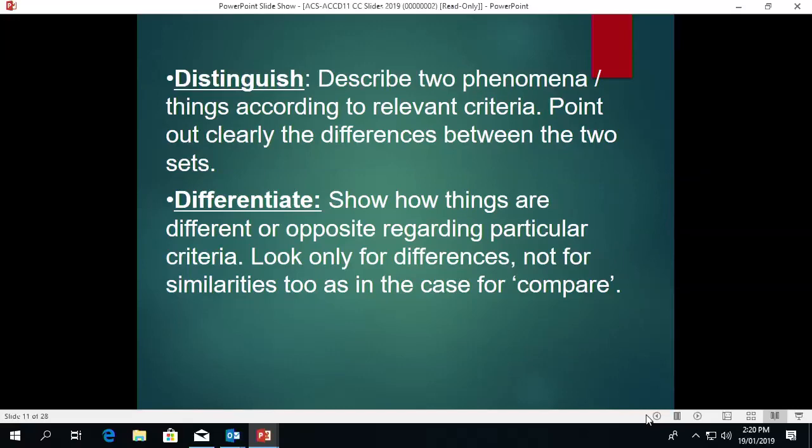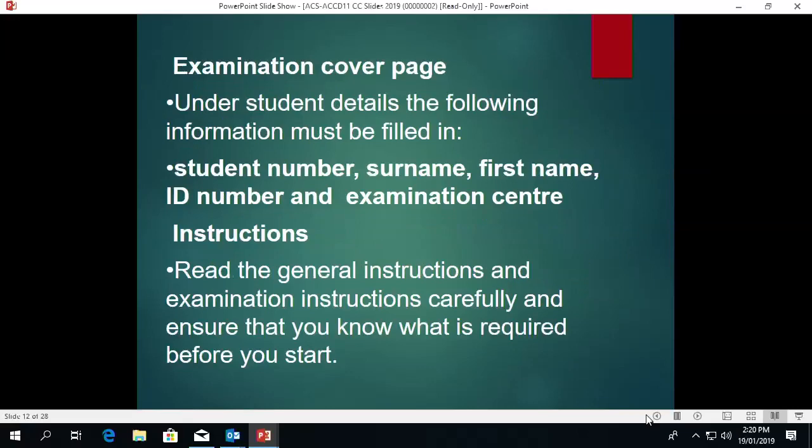To distinguish, you are giving out the difference. You are given 2 points and then you give out the difference between the 2. Those are the key verbs that you need to know.